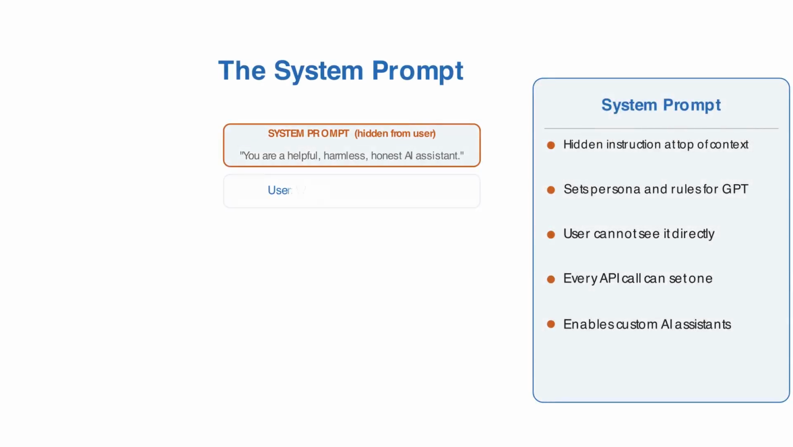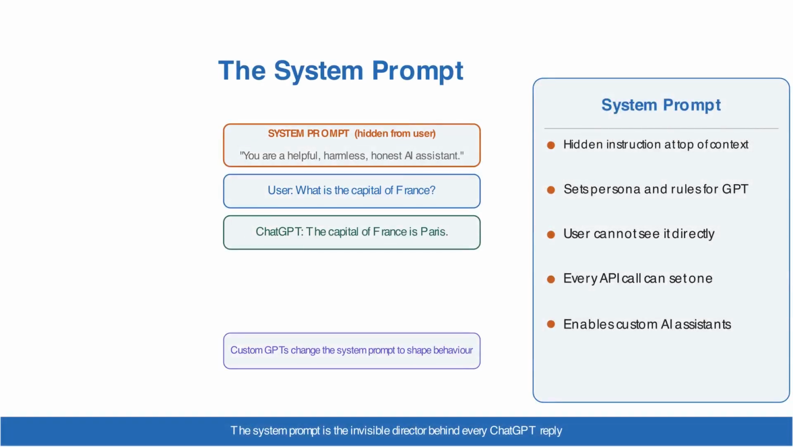Every ChatGPT conversation starts with a hidden system prompt and instruction set the user never sees. It tells GPT who it is, what rules to follow, and how to respond. For standard ChatGPT, it says something like, "You are a helpful, harmless, honest AI assistant." Custom GPTs change the system prompt to create specialized assistants: a coding helper, a customer service bot, or a creative writing partner.